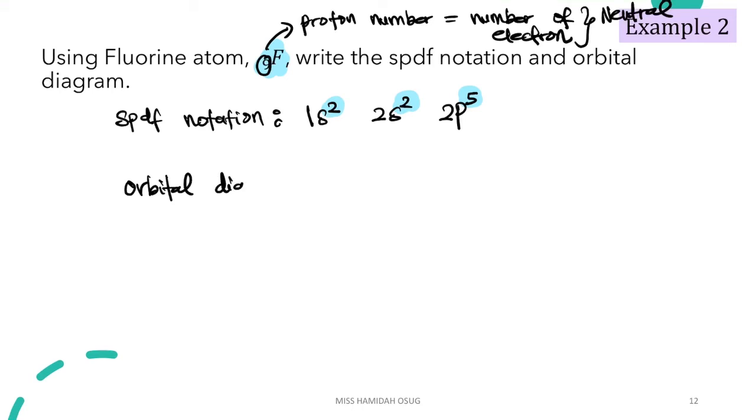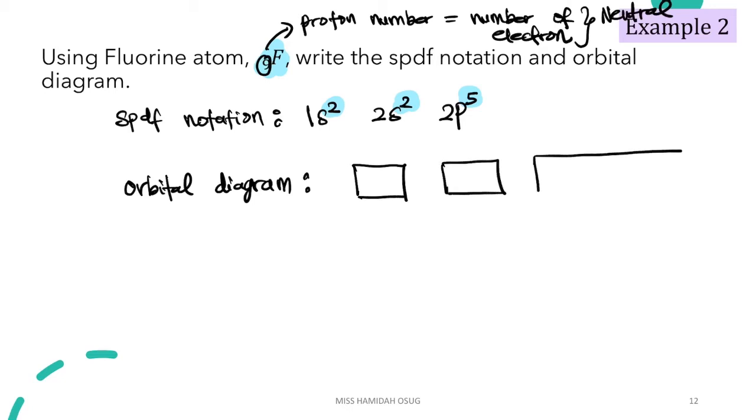So next, we will draw the orbital diagram. For the orbital diagram, we have 1s orbital, 2s orbital, and also 2p orbital. Remember that you need to put the electrons singly first before pairing them up. So in 1s, we put one upward and one downward electron. In 2s also the same. In 2p, you need to put upward first singly, and then you pair it up with the downward arrow.